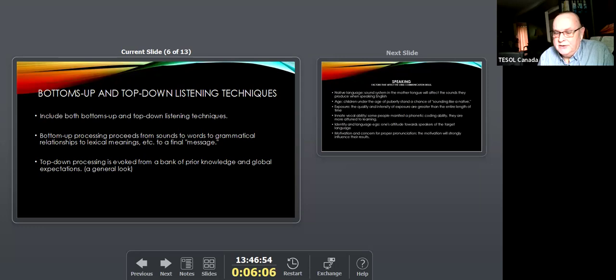Bottom-up and top-down listening techniques. Include both bottom-up and top-down listening techniques. Bottom-up processing proceeds from sounds to words to grammatical relationships to lexical meanings, etc., to a final message. Top-down processing is evoked from a bank of prior knowledge and expectations, a general look.